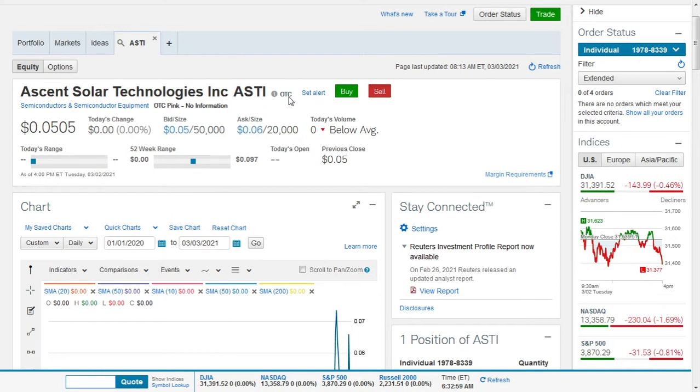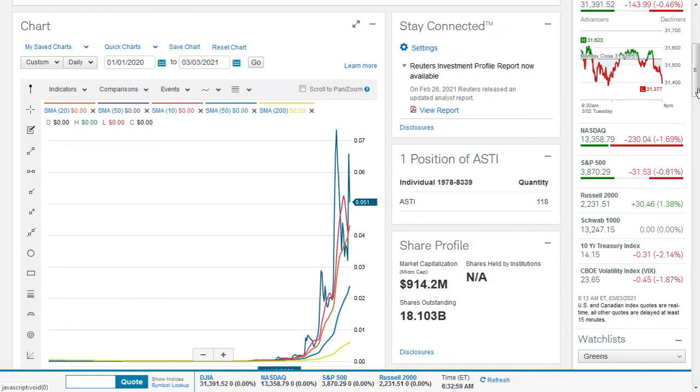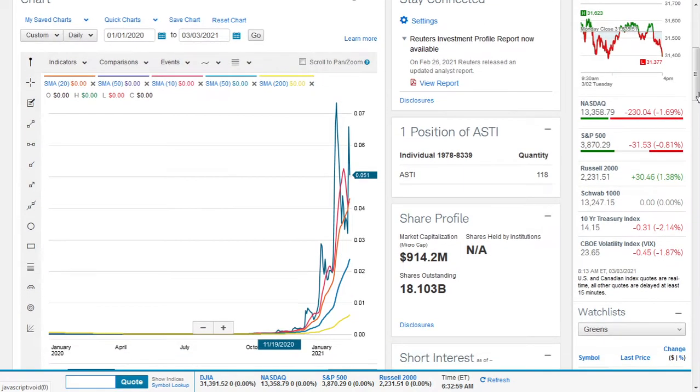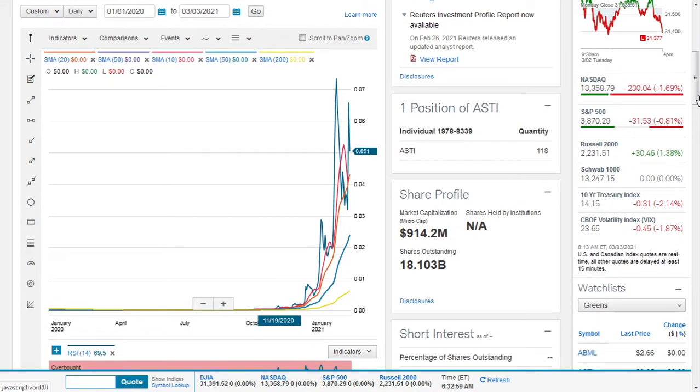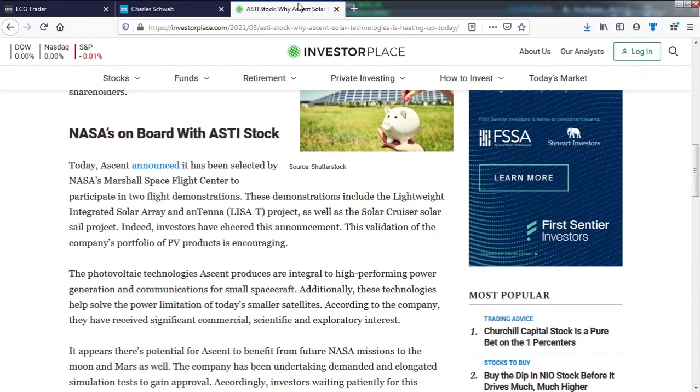So before we go ahead and briefly look at what happened or the news about that, we have to indicate that we have a position in Ascent Solar, and it has a market cap of $914.2 million. 18.103 billion shares are outstanding. So let's go ahead and see.